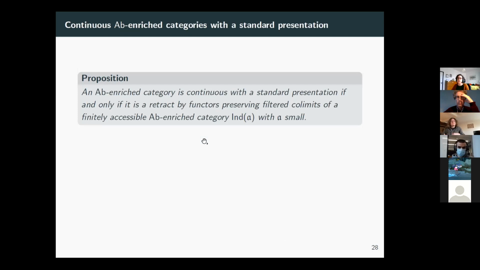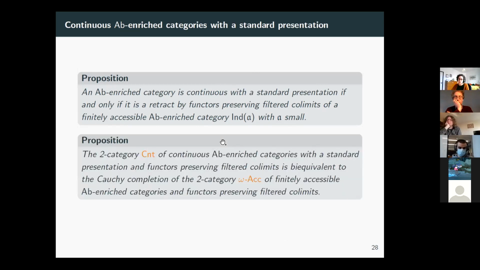So all of this in order to get this proposition where we don't have that size issue from before. An enriched category is continuous with a standard presentation if and only if it is a retract, by functors preserving filtered colimits, of a finitely accessible enriched category, Ind of A, where A is small.